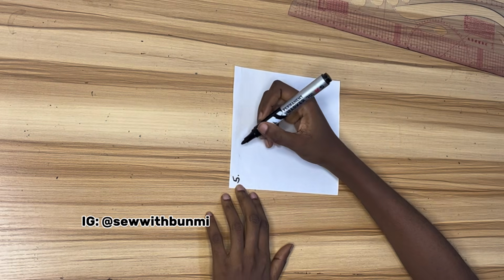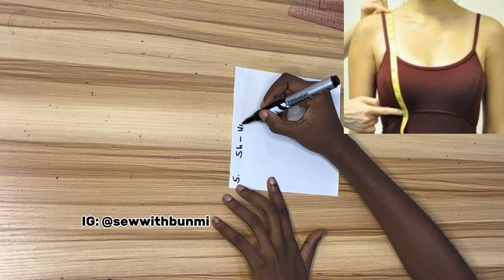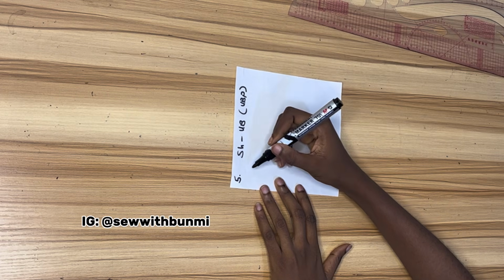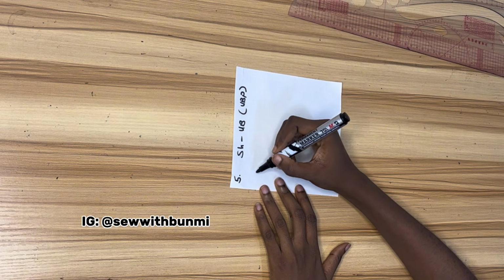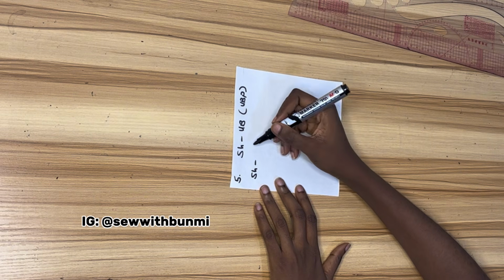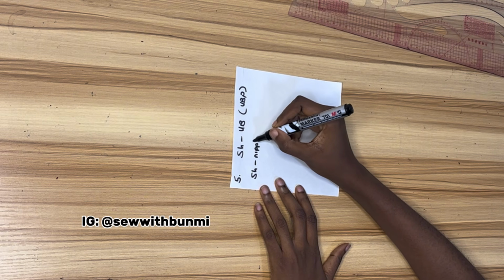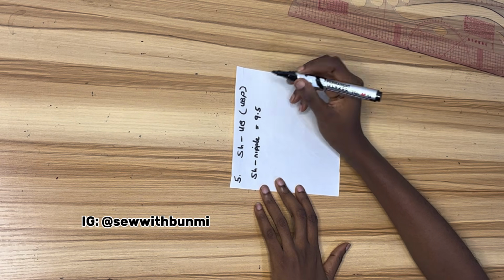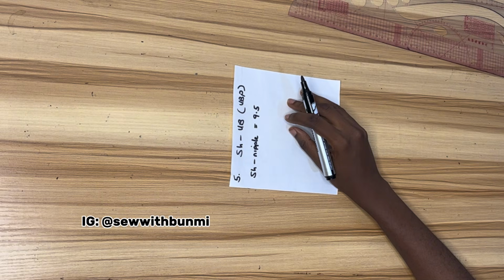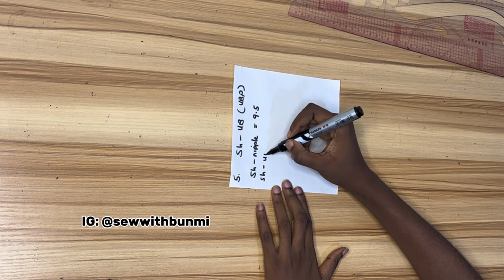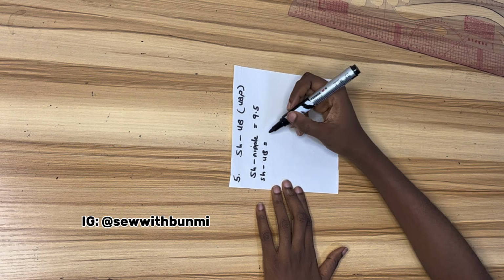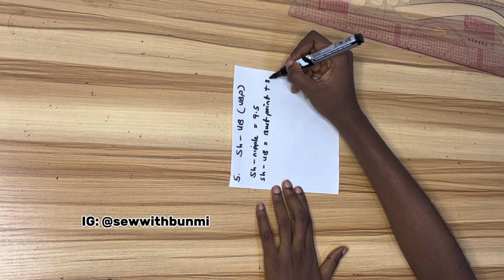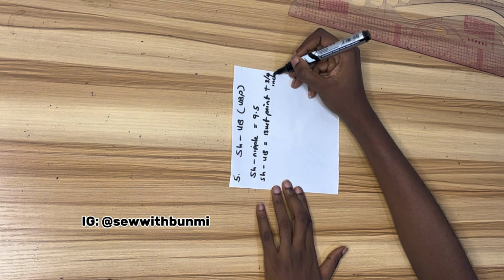All right, so the next measurement we'll be working on is the shoulder to underbust. You can also call it your underbust point. All right, so all you need is your shoulder to nipple measurement. Remember that your shoulder to nipple is also called your bust point. All right, so my shoulder to nipple or my bust point is 9.5 inches. So to get your shoulder to underbust is just your bust point plus 3 or 4 inches.